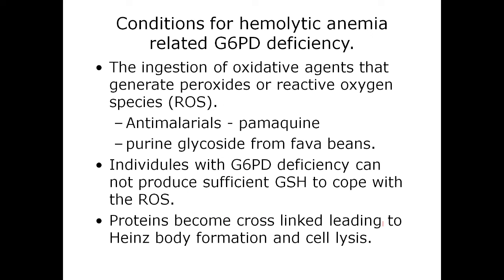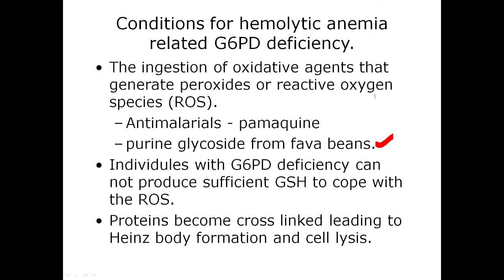The condition is hemolytic anemia related to glucose 6 phosphate dehydrogenase deficiency. Okay, ingestion of oxidative agents that generate peroxides and reactive oxygen species. Whenever there are oxidative reagents, they always try to generate peroxides or reactive oxygen species. So antimalarial primaquine or the purine glycosides from the fava beans can generate these oxidant molecules, right? So an individual with glucose 6 phosphate dehydrogenase deficiency cannot produce sufficient reduced glutathione to cope with the reactive oxygen species.